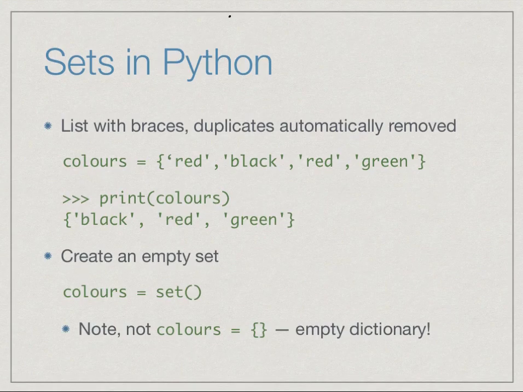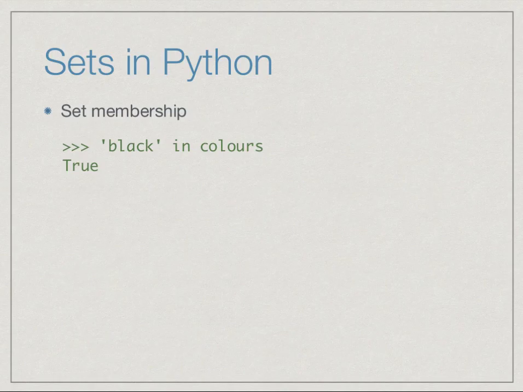Now since the empty brace notation is already used for the empty dictionary, if we want to create an empty set, we have to call the set function as follows. So we say colors equal to set with no arguments. Like lists and other data structures, we can test membership using in. So if in the previous set colors which had red, black and green, we ask whether black is in colors by using the word in, then the return value is true.